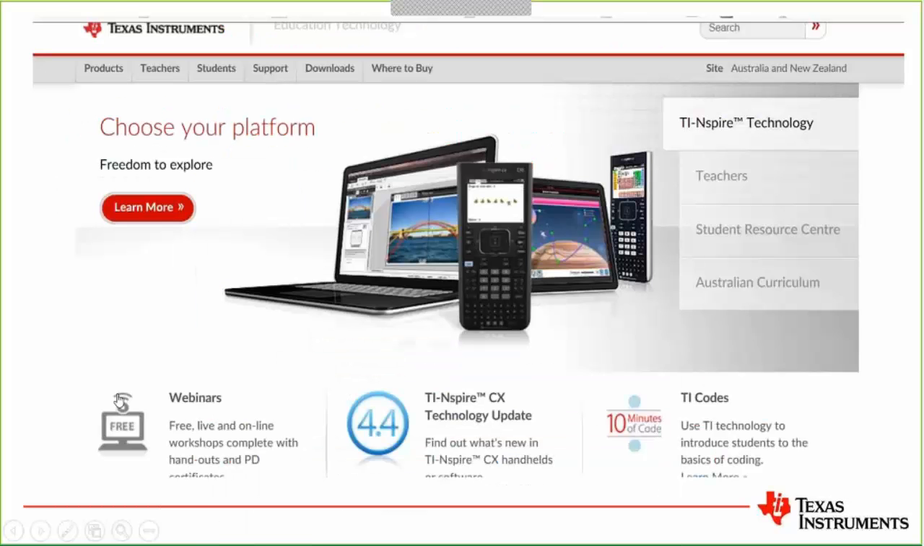And there's plenty of resources, like you said, Brian, on that website, isn't there? There's so many resources. It's absolutely packed and getting better all the time. Remember, if you just simply go to the Texas Instruments website, you might end up in Texas. So may I suggest that you type Texas Instruments Australia, and you'll get to the Australian site here.